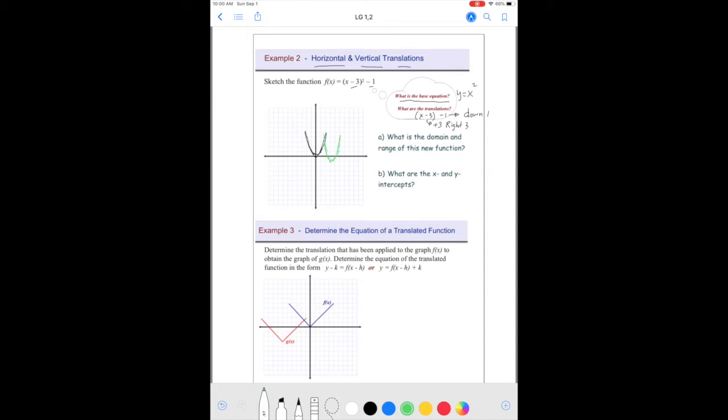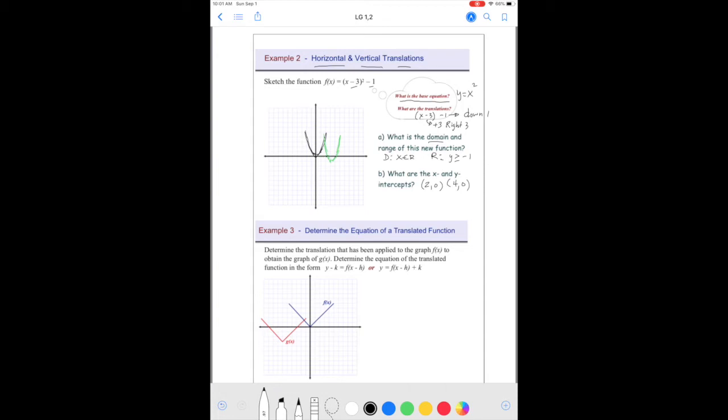Okay, so what is the domain? Well, the domain is x ∈ ℝ, and the range, now we're looking at the green one here, the range is y, it's going upwards, so it's greater than or equal to, and it's starting at -1 now. And what are the intercepts? Well, the x-intercepts are here and here. So we can just basically see it off there. So the x-intercepts are (2, 0), and the other one is (4, 0).